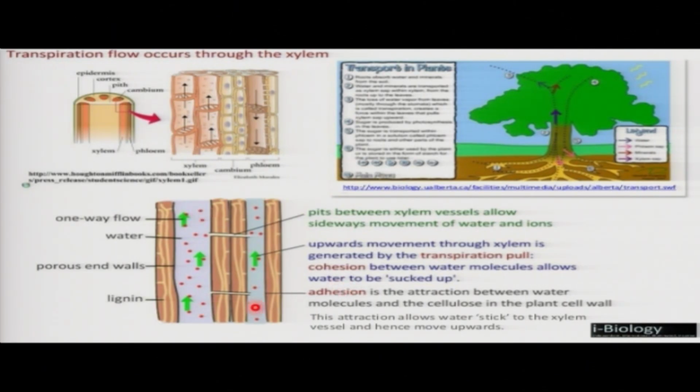Adhesion, water molecules stick to the surfaces. Cohesion, one water molecule will pull another as they go up. If they reach here, then they won't fall back. Upward movement through the xylem is generated by transpiration pull. What are we talking about? Here, as water is lost, more will come up. Once in the stem, these forces will cause the water to keep moving.